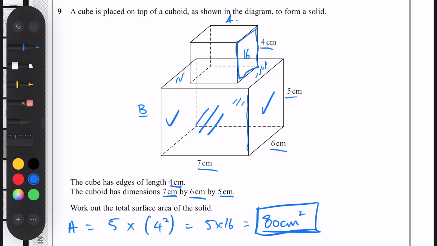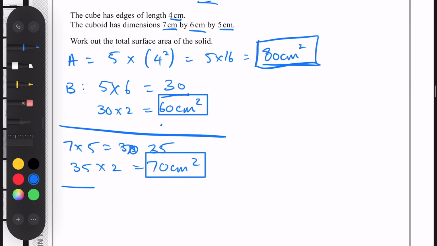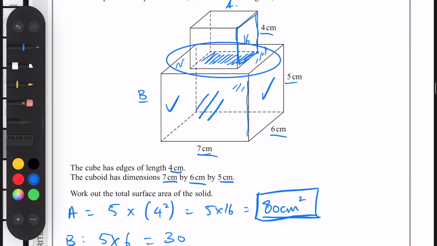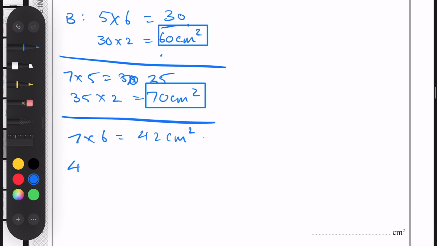So the base is 7 times 6, so 7 times 6 would give you 42 centimetres squared. And it's this top bit. The whole top is going to be 42 centimetres squared, but we've got to take away one lot of 16, which is the base of the cube there. So it will be 42 minus 16, which will give you 26 centimetres squared, and we'll box him off and the 42 centimetres squared off.